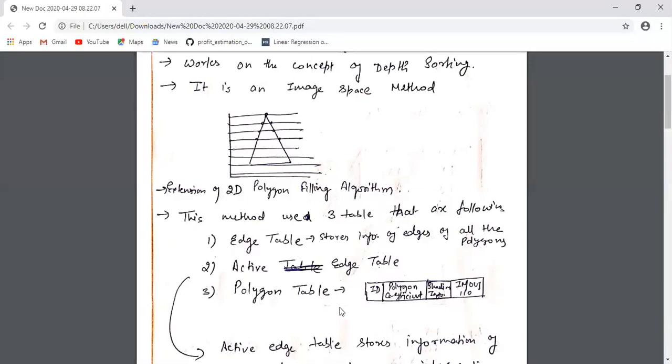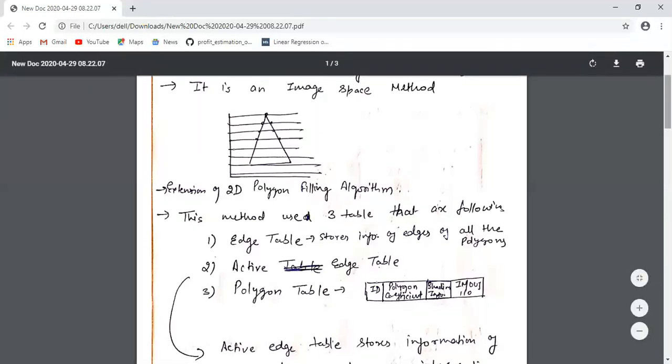Now talking about the polygon table. The fields of the polygon table are the following. The ID: we provide an identifier for every polygon in the scene. The polygon coefficients: every polygon can be represented with the expression ax plus by plus cz plus d is equal to 0. So a, b, c, d are the polygon coefficients. Shading information, which is not relevant here. And the in and out field.